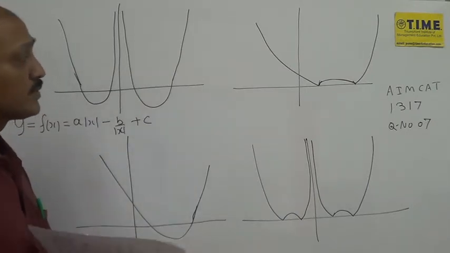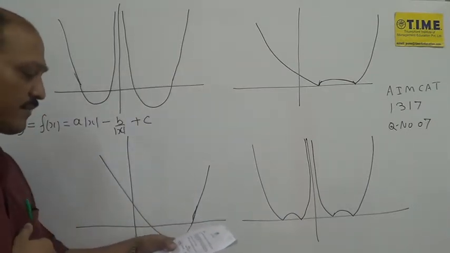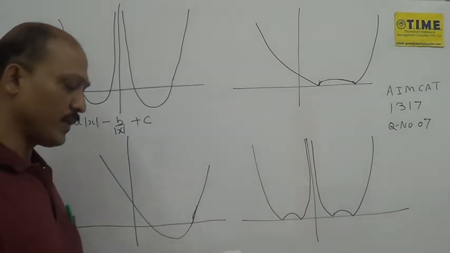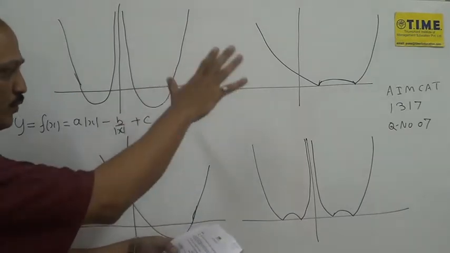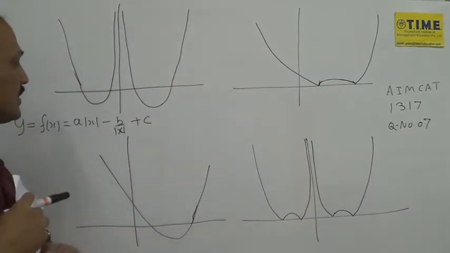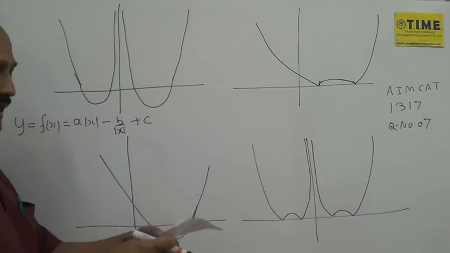AIMCAT 1317, question number 7. Now it's a graph question which says which of the following graphs most accurately represents this. There are 4 options given. Now the first thing I'll do is substitute the given values of A and B.